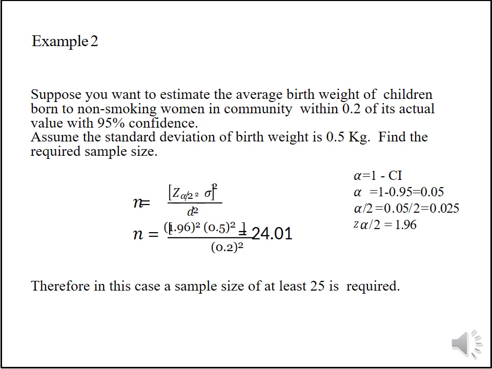So again, putting it in the formula, n is equal to z alpha by 2 square sigma square over d square, and deriving the confidence interval and z alpha by 2 in the same way we derived it in the previous example, and putting in all the values, we get 24.01, and obviously rounding it up to the next number, we get 25. At least 25 is required, as 25 women are required as a sample size.